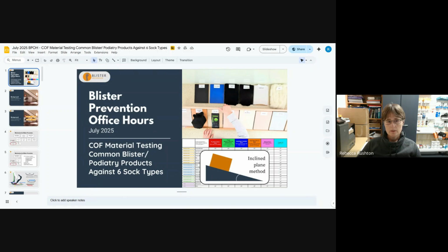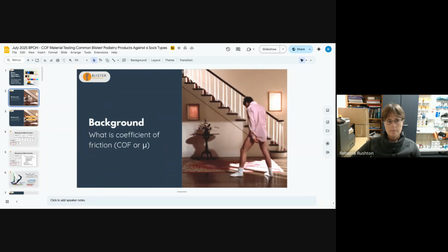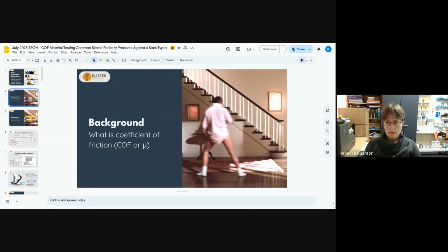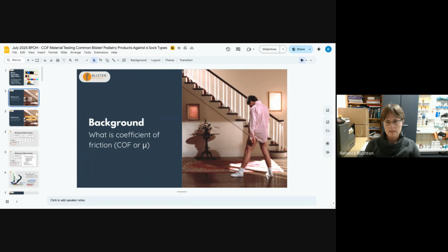We are going to be looking at some material testing for the coefficient of friction. So the coefficient of friction, exactly what is that? What is it referring to?